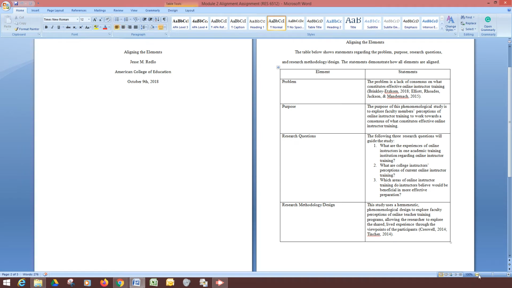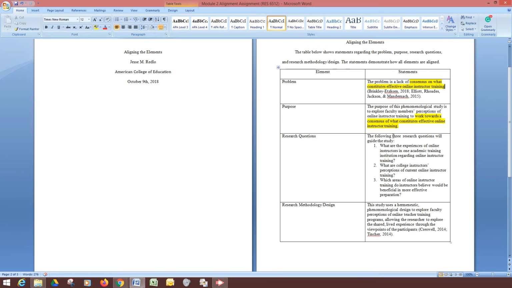So if I flip over here, this is the actual alignment assignment that I did from the concept paper course, which is something you'll be doing in the coming terms. You can see my problem that I identified is a lack of consensus on what constitutes effective online instructor training. And then in my purpose statement, I say the purpose of this phenomenological study is to explore faculty members' perceptions of online instructor training to work towards a consensus of what constitutes effective online instructor training. You can see right here that this language is the same in the problem and the purpose. And that is intentional. That is alignment.